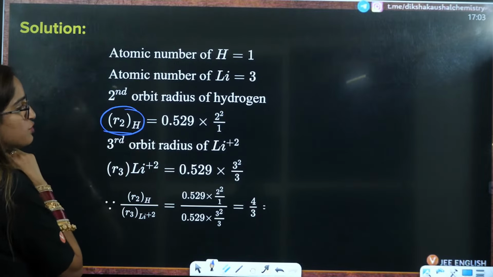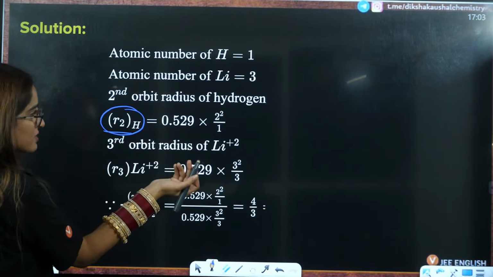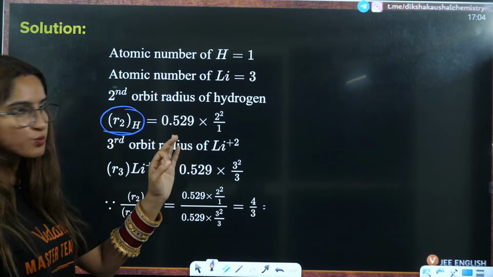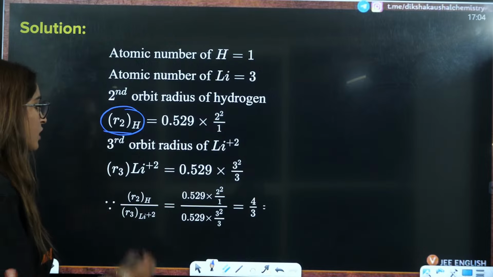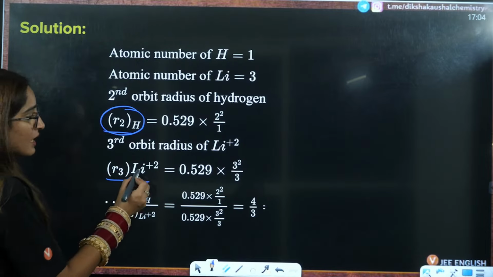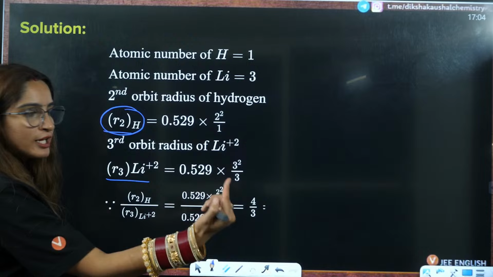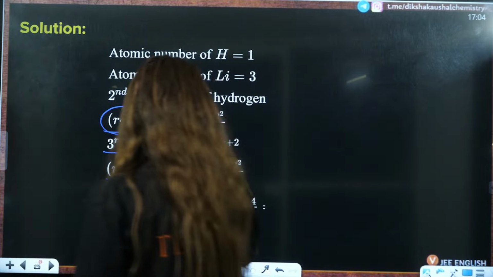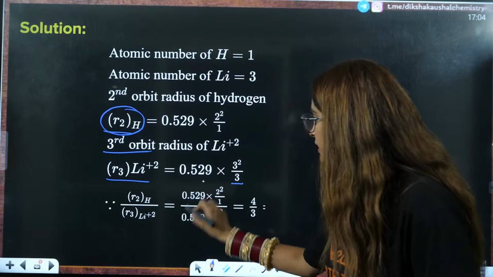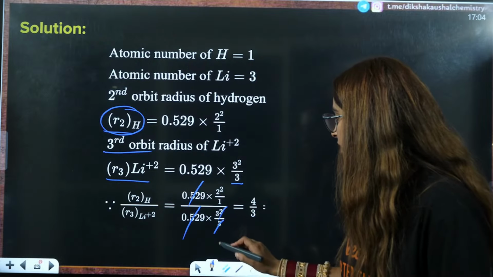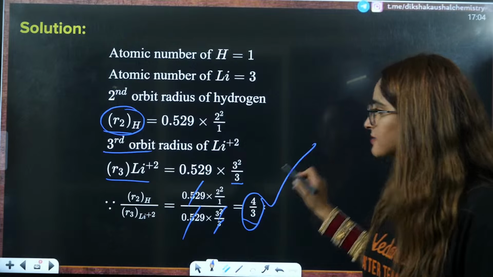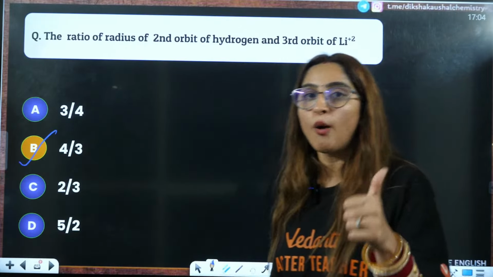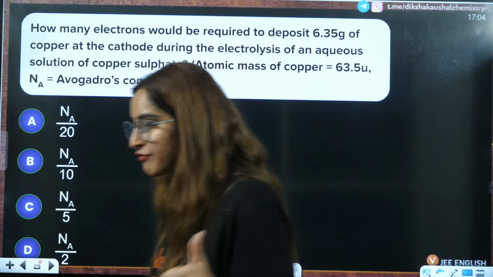Radius of hydrogen will be, this is R0, you can simply say. n is given to be second orbit, hydrogen means Z is 1. That means 2 square by 1. For lithium it is going to be, Z is hydrogen, helium, lithium, that is 3. Third orbit means it is going to be 3 square. You just take the ratio here. These two will cancel out. This will cancel out. You will have 4 by 3 as the answer. So answer will be 4 by 3. Just remember the formulas of radius, velocity, everything.